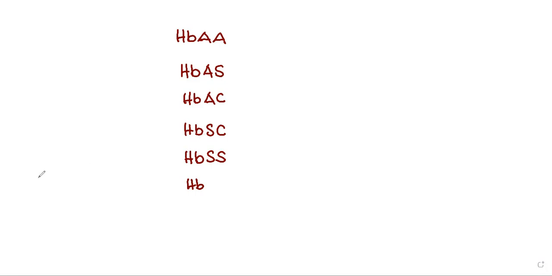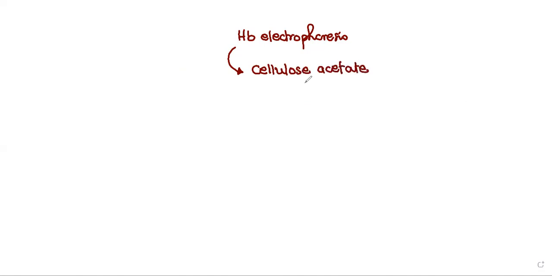Yes, Doc. How do you determine the genotype? We use the Hb electrophoresis. Now, the Hb electrophoresis uses different media or mediums. The most common is the cellulose acetate paper. That's the most commonly used. The cellulose acetate paper.